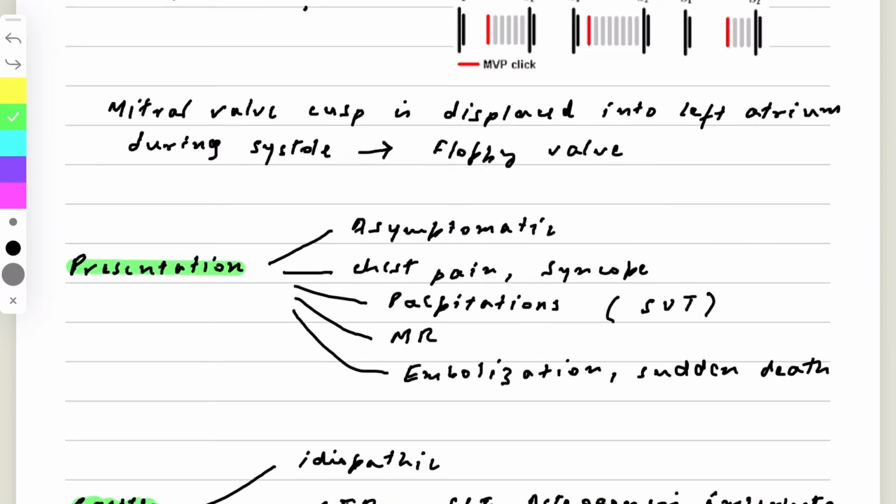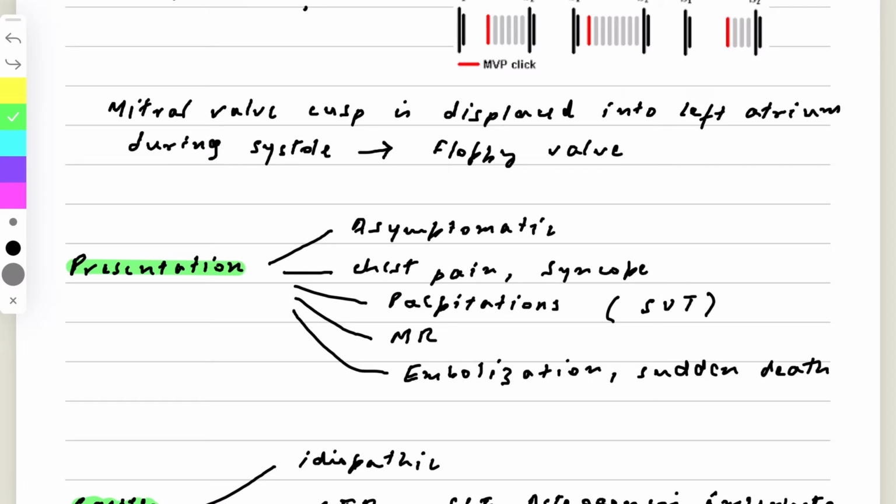So how does mitral valve prolapse normally present? The patients most of the time are asymptomatic. Patients can present sometimes with chest pain or syncope, maybe palpitations, mitral regurgitation, and very, very rarely embolization or sudden death.